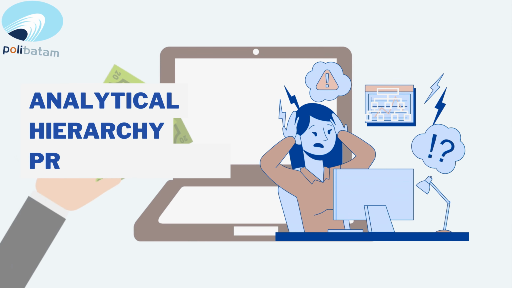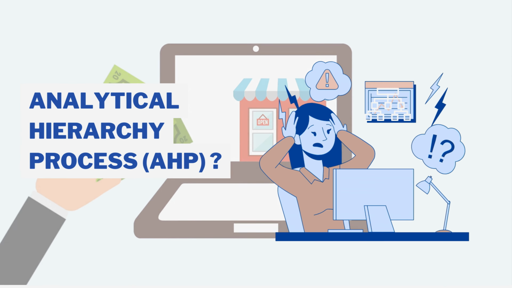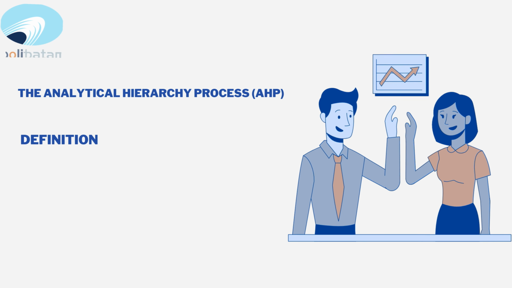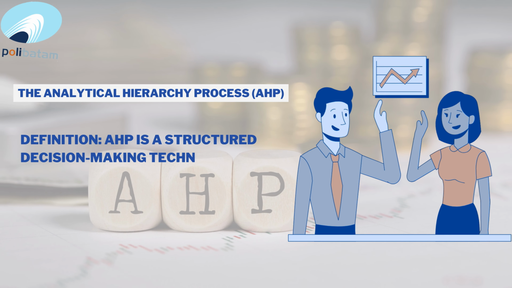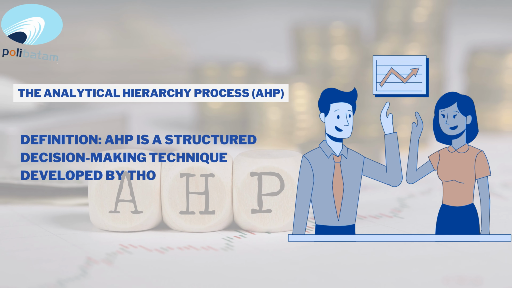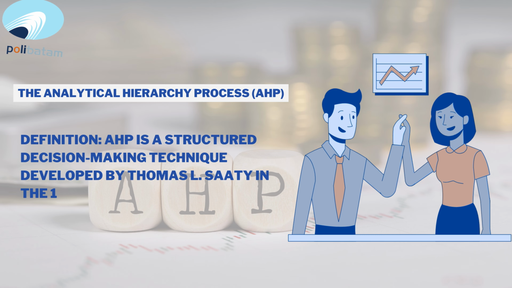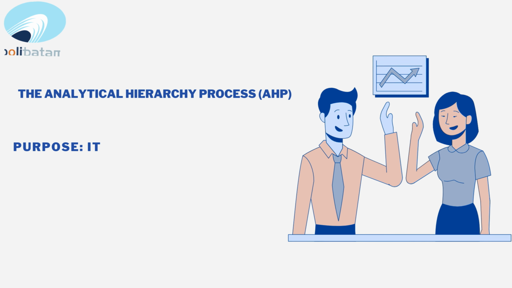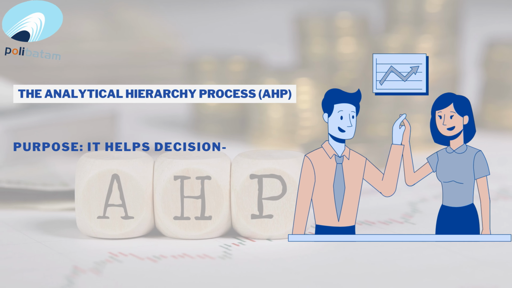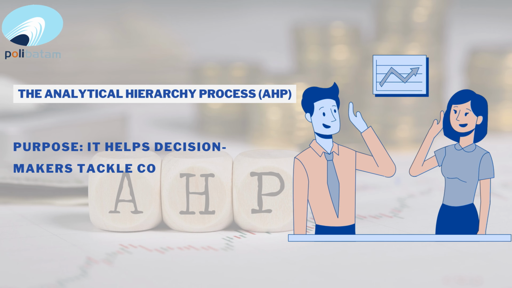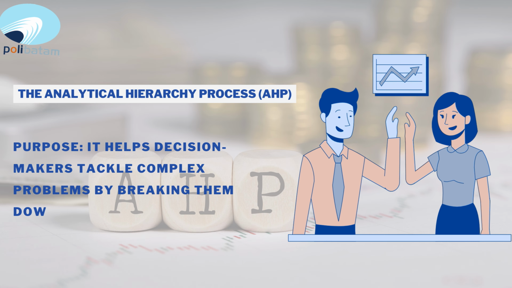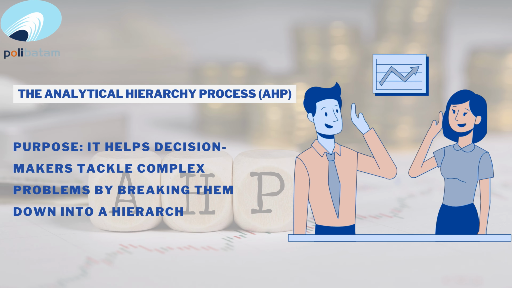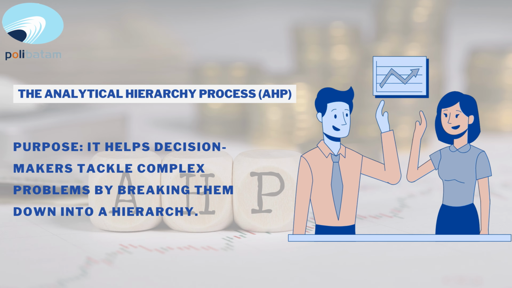Analytical Hierarchy Process, or AHP, what is it? Well, the Analytical Hierarchy Process, or AHP, is a structured decision-making technique developed by Thomas L. Saaty in the 1970s. The Analytical Hierarchy Process has the purpose of helping decision makers tackle complex problems by breaking them down into a hierarchy, making it easier to analyze and prioritize different aspects of the decision.